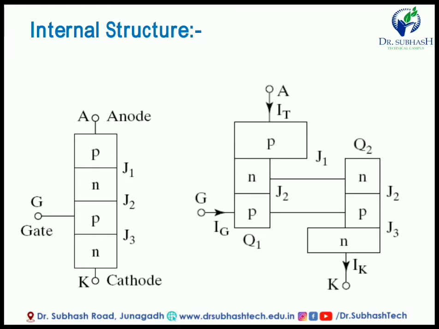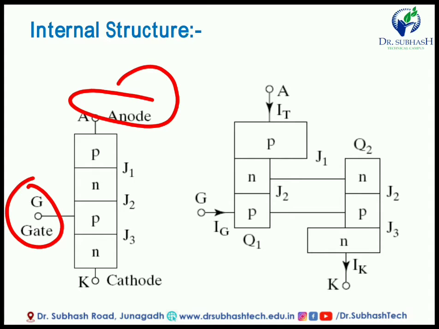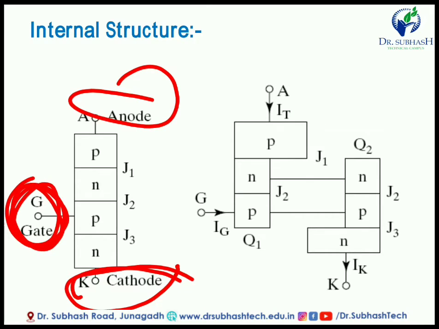Now let me discuss the internal structure of SCR. In the previous slide we discussed the anode, gate and cathode. According to the gate terminal or gate current, the conduction from anode to cathode is different. The current flowing from anode to cathode totally depends upon the gate terminal. Whenever we apply some gate current, it triggers, and then the anode current flows from anode to cathode.